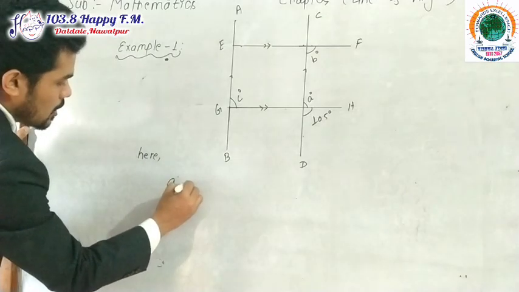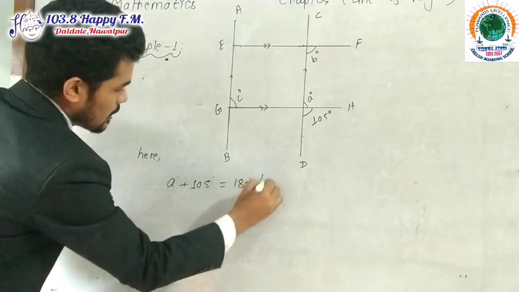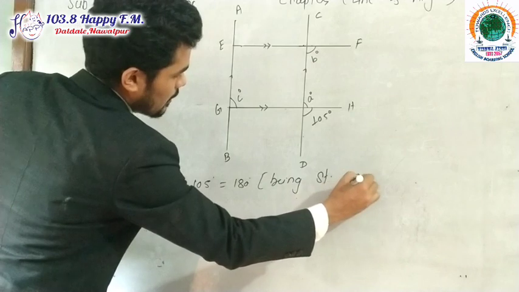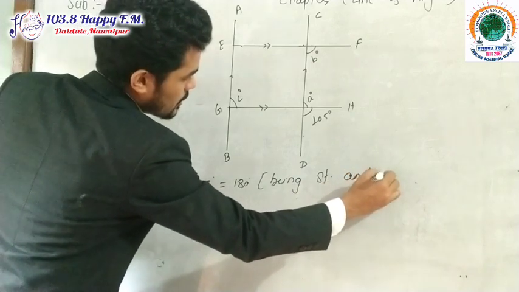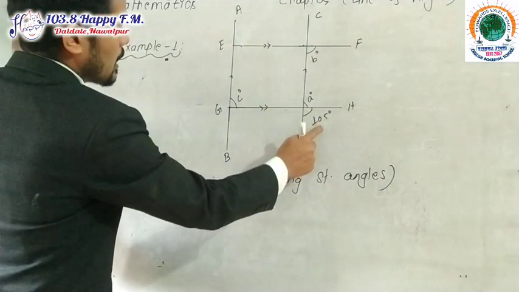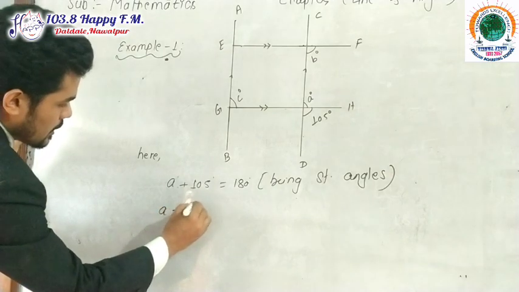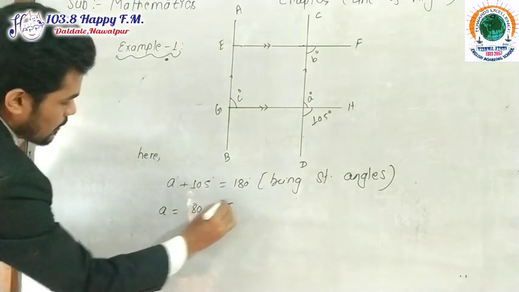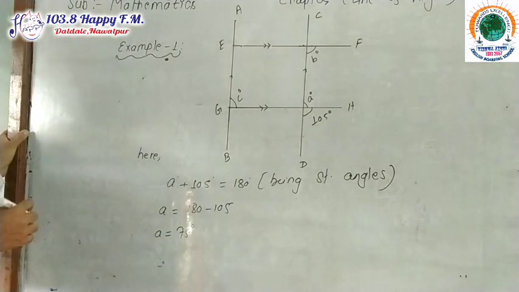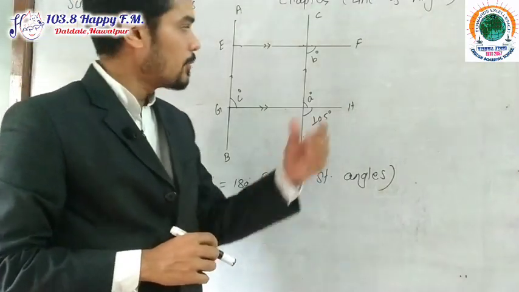So A degree plus 105 degree is equal to 180 degree. The reason is straight angles. Being straight angles, A plus 105 is 180, so A is equal to 180 minus 105, which is equal to 75 degrees. Therefore the value of A is 75 degrees. Now we have to find out the value of B also.